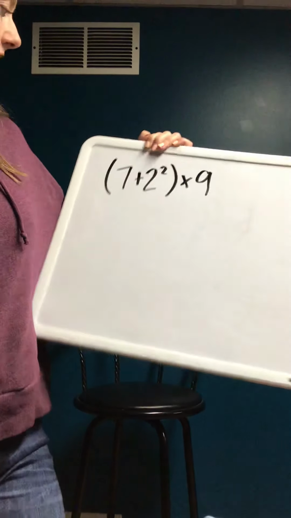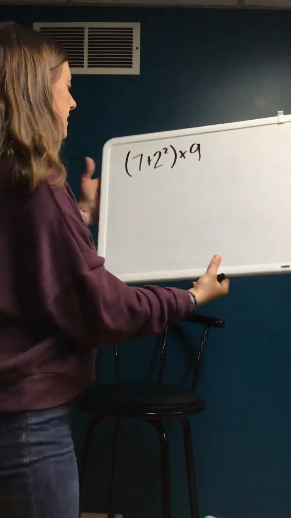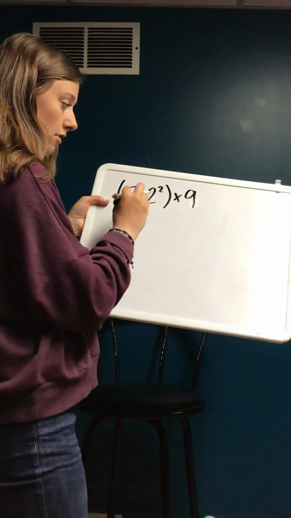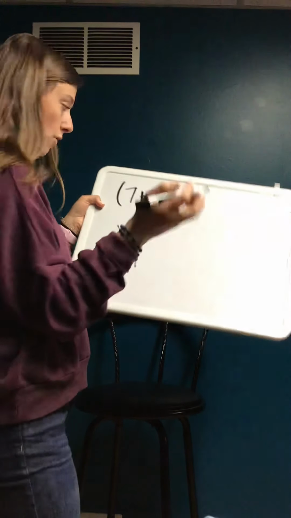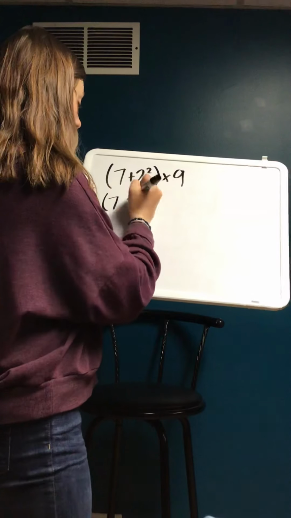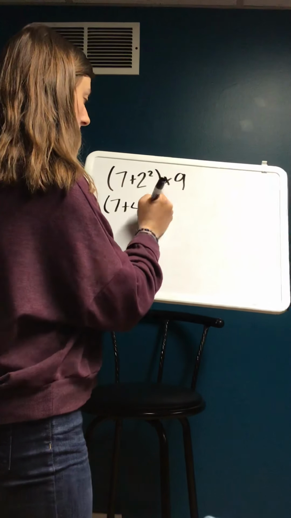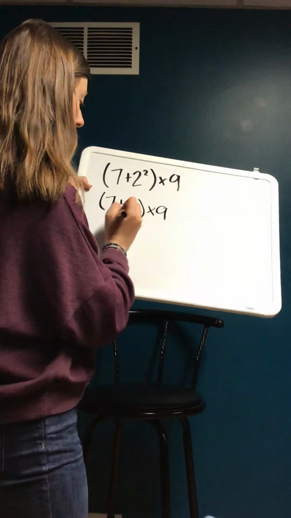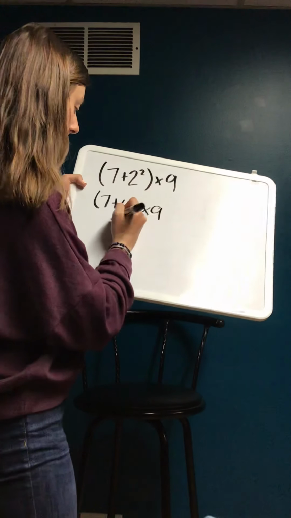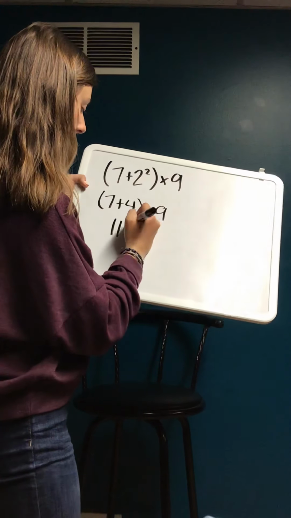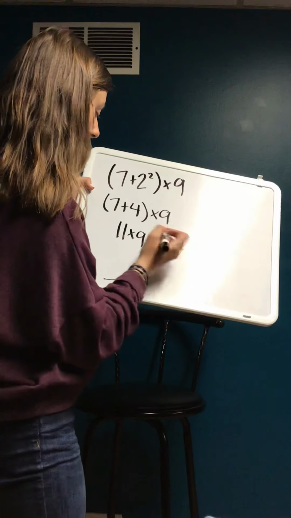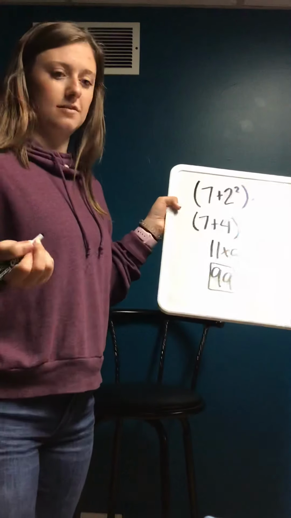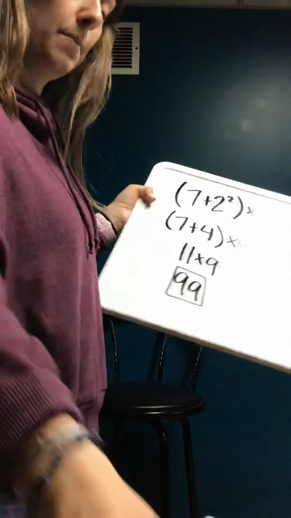Okay, perfect. So just so everyone can see, the first step is to do the 2 squared. So 2 squared is 4. So we're going to have 7 plus 4, because it's still in parentheses, and then times 9. We'll do 11, and then we'll have times 9, which is 99. And most of you did get that answer, so good job.